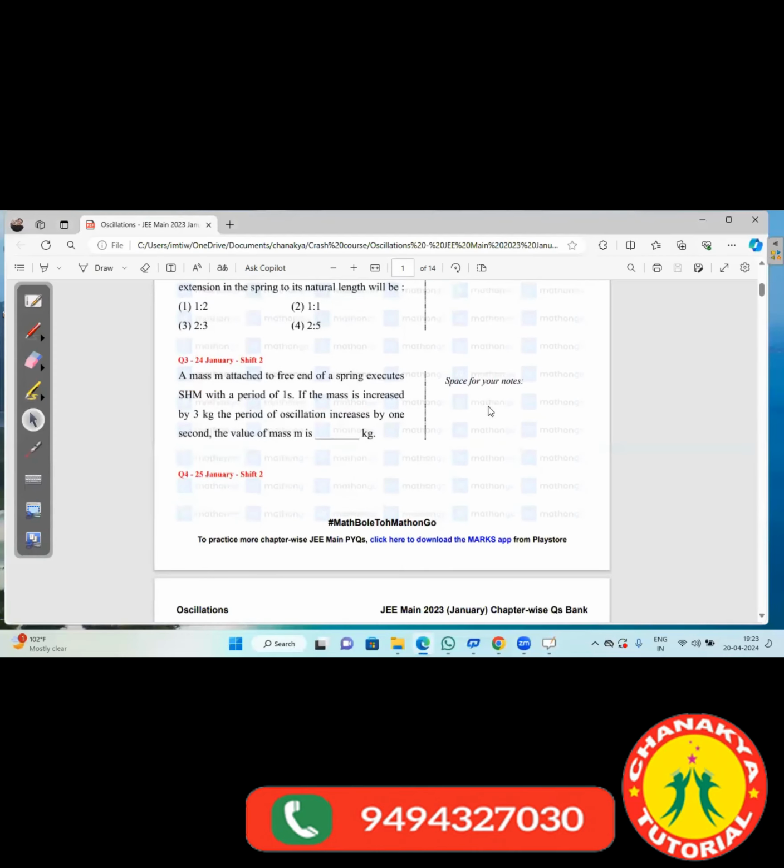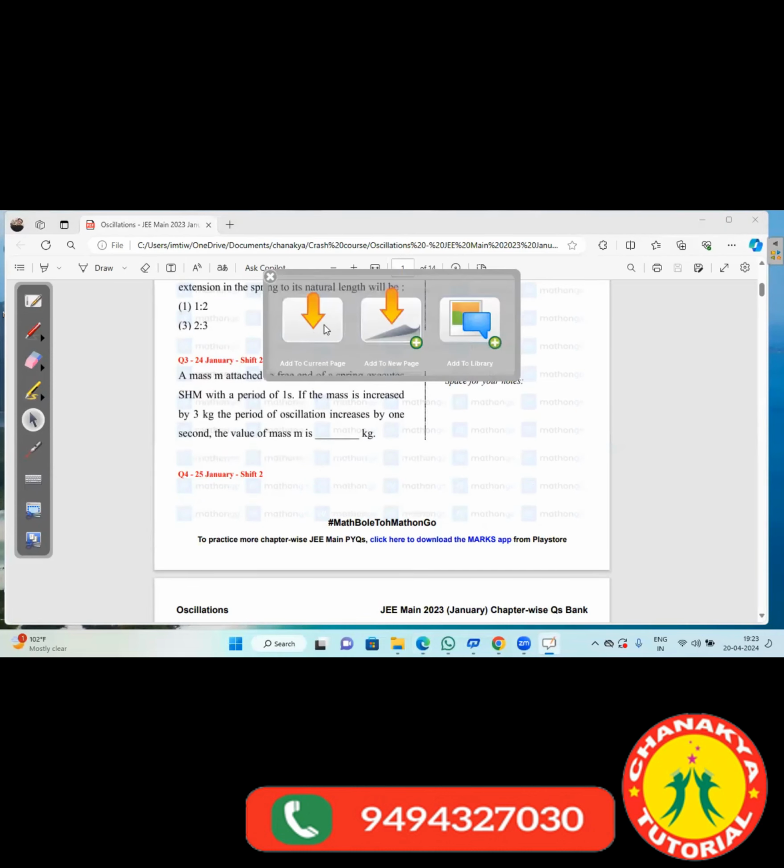See, a mass M attached to the free end of a spring executes SHM with a period of 1 second. If the mass is increased by 3 kg, the period of oscillation increases by 1 second. The value of mass M is... So you have to find the value of mass M.